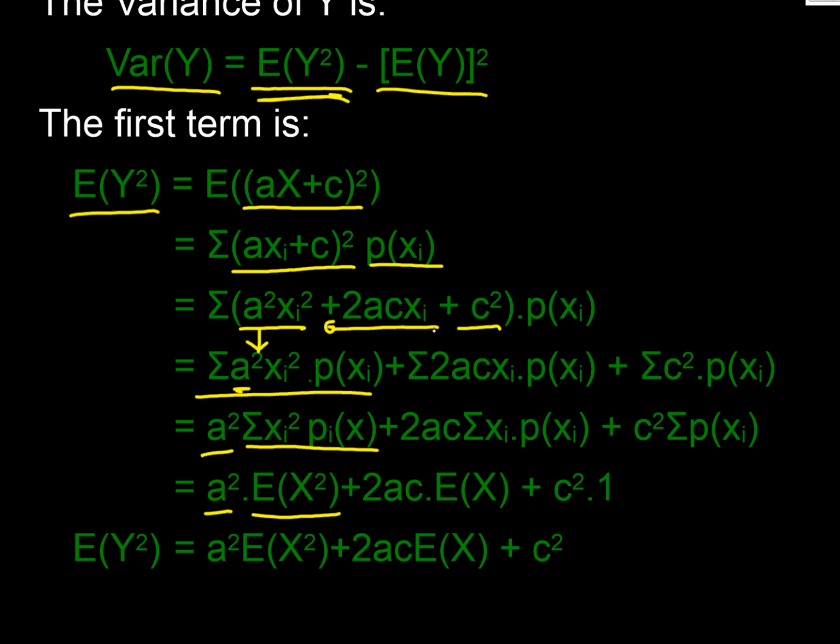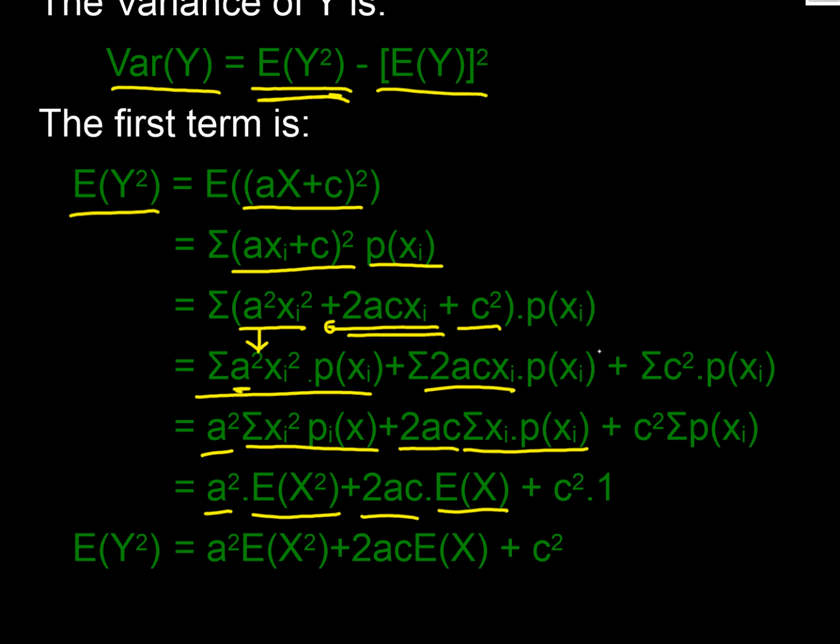What happens to our middle term, our 2acx? Well, if we put that into our middle term here, again that's our variable that we're finding the weighted average of, and 2ac is constant in the summation, so we can move it out the front, and then we've just got the sum of x p(x), which we know is the expected value of x. So we've got 2ac times the expected value of x.